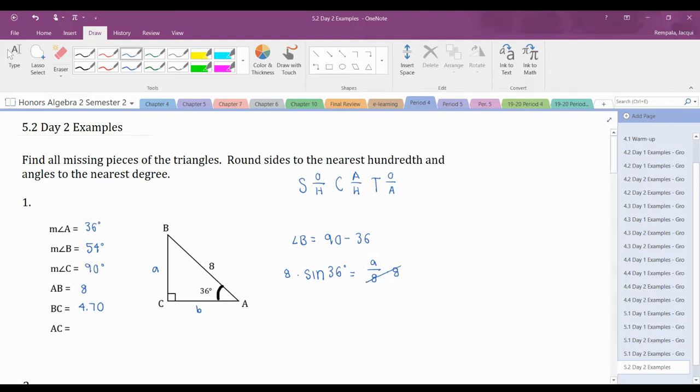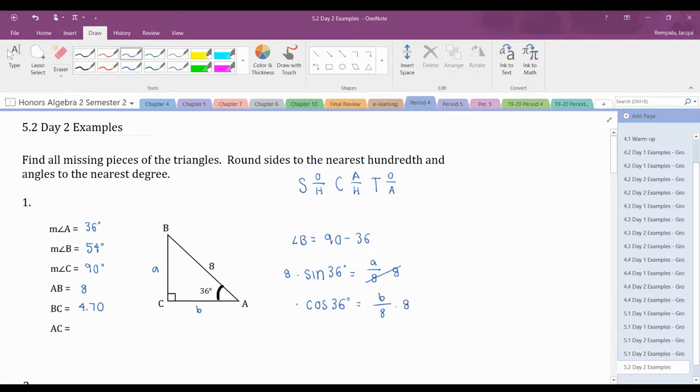So now let's find B. Once again, I'm going to use the 36-degree angle. B is adjacent. 8 is still the nice number given to us without any rounding, so that's the hypotenuse. Adjacent and hypotenuse is cosine this time. So the cosine of 36 degrees is going to equal then B divided by 8.